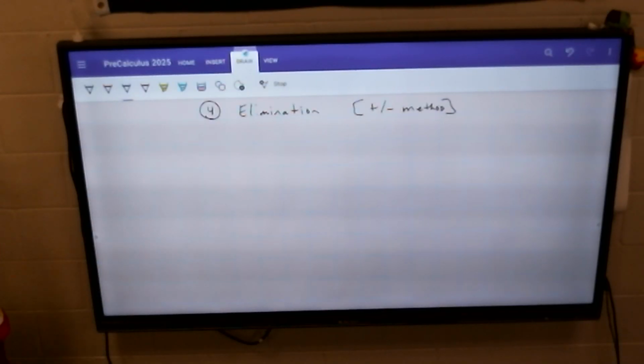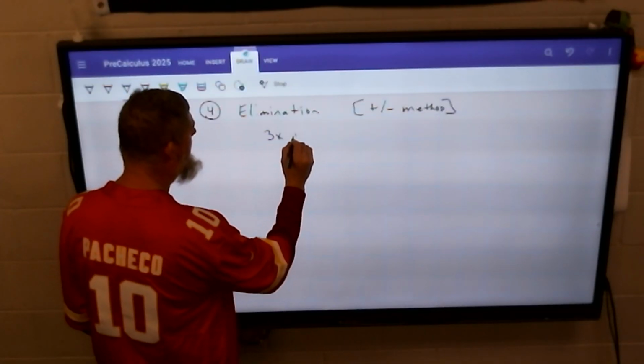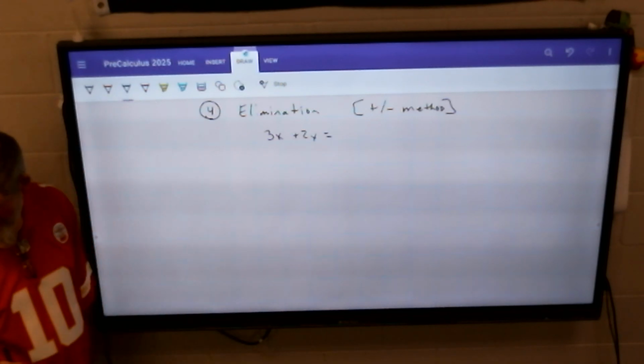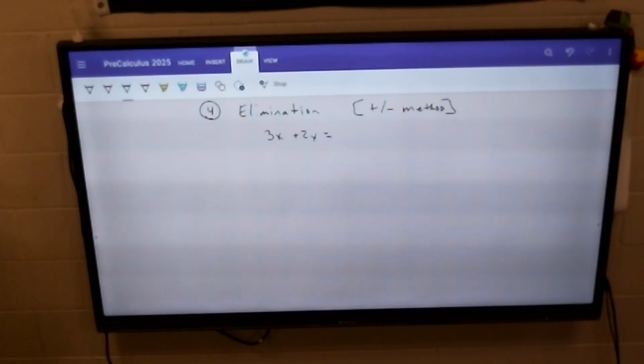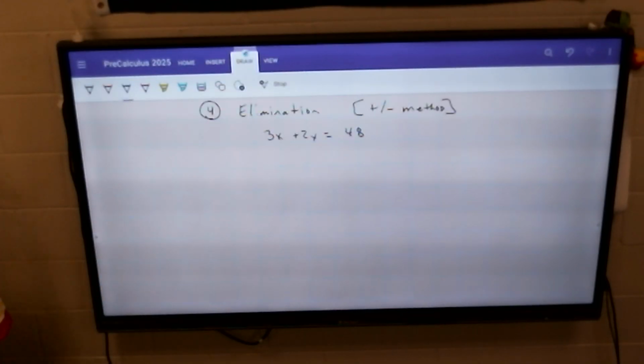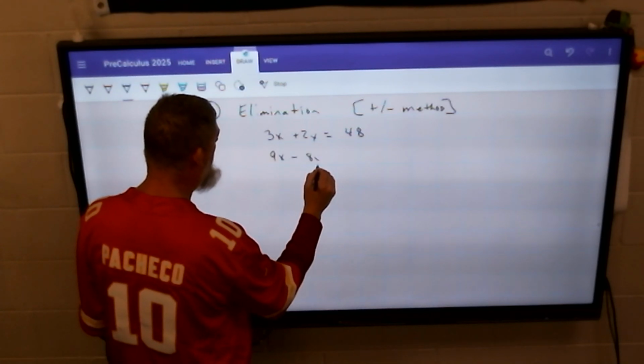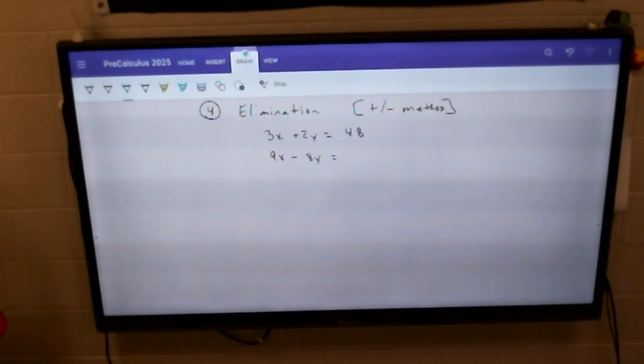It really is helpful when we don't have a coefficient of 1, because by substituting, you're dealing with some sort of fraction, and it gets kind of ugly. So let's do one here. Let's do 3x plus 2y equals 48, and then 9x minus 8y is going to be equal to -24.